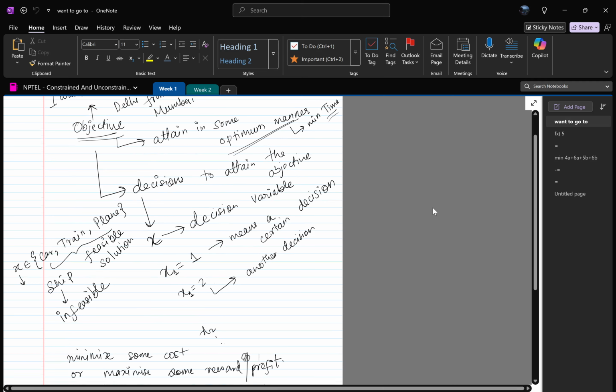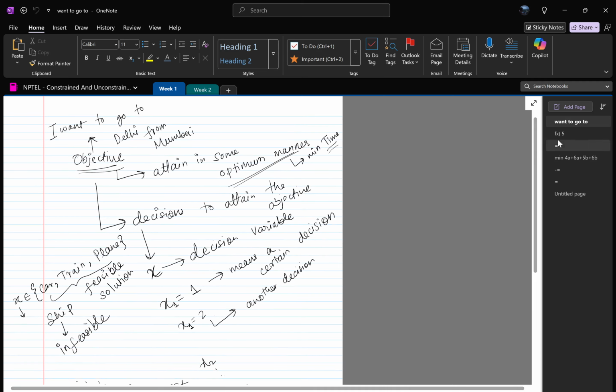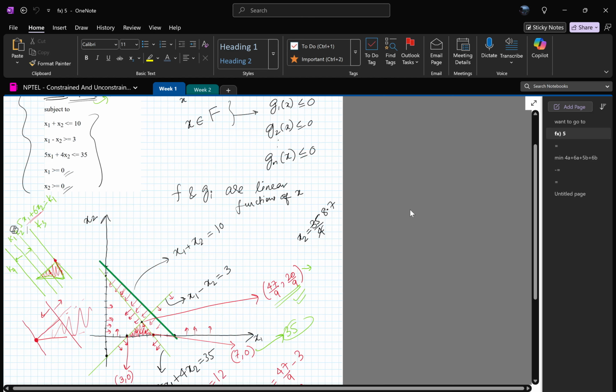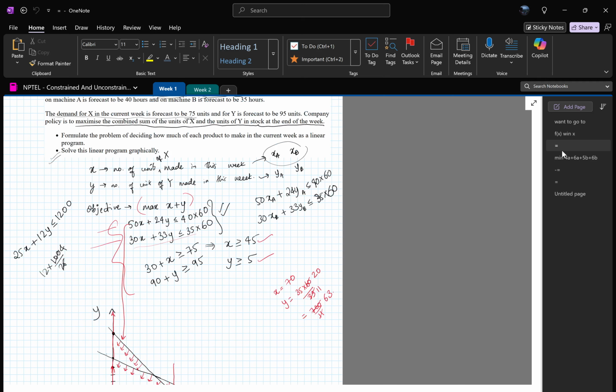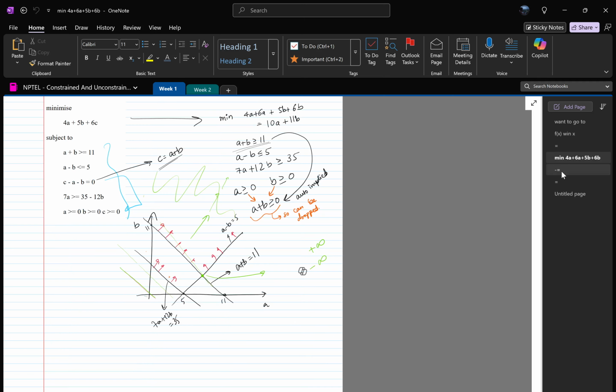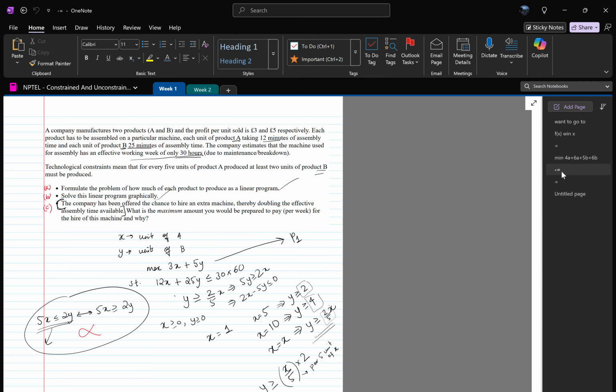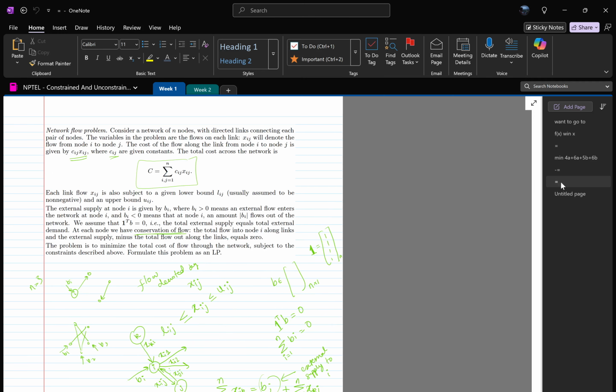So in the first week we discussed what the optimization problem basically is, and we solved it graphically for some two variable problems. And we saw some word problems and how they are modeled using linear programs. So our focus was on linear programs because they are in some sense easy to analyze.